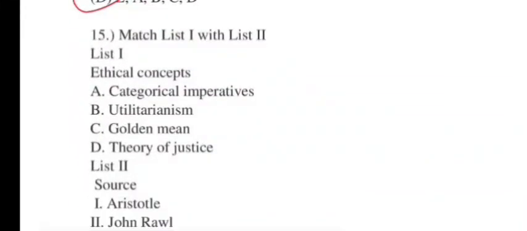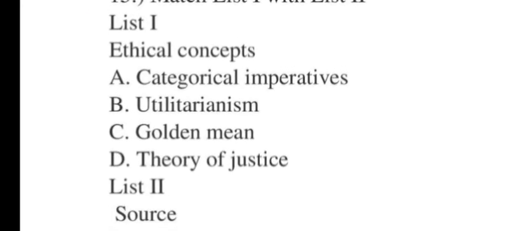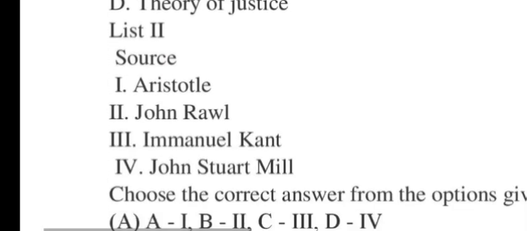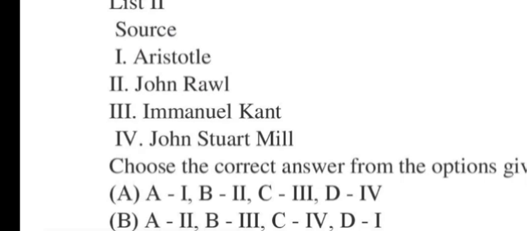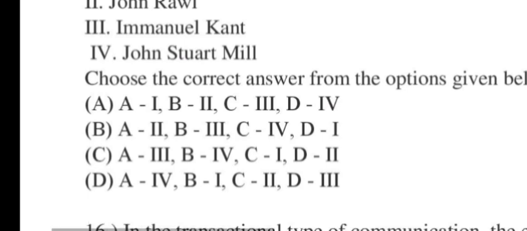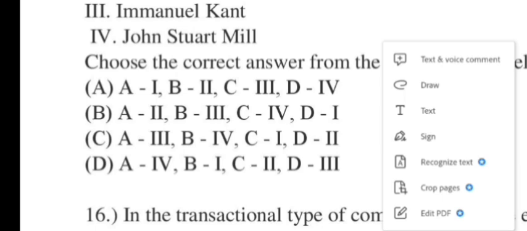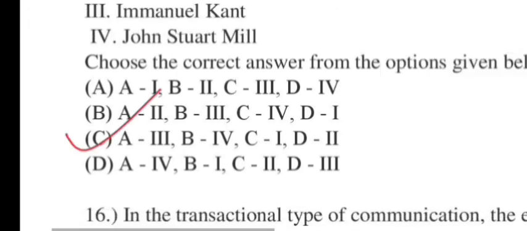So sorry for that. Question number 15 says match list 1 with list 2. In list 1 we have ethical concepts: A, categorical imperatives, B, utilitarianism, C, golden mean, D, theory of justice. List 2 says source: Aristotle, John Rawls, Immanuel Kant, John Stuart Mill. Now choose the correct options: A1, B2, C3, D4; A2, B3, C4, D1; A3, B4, C1, D2; A4, B1, C2, D3. Question number 15, C will be correct: A3, B4, C1, D2. 15 done.